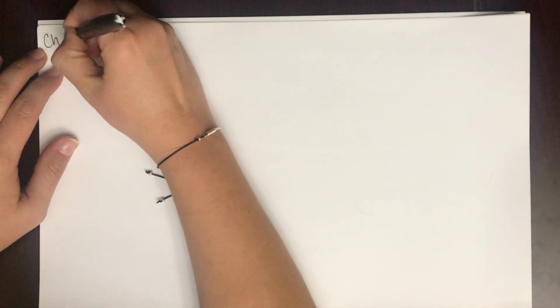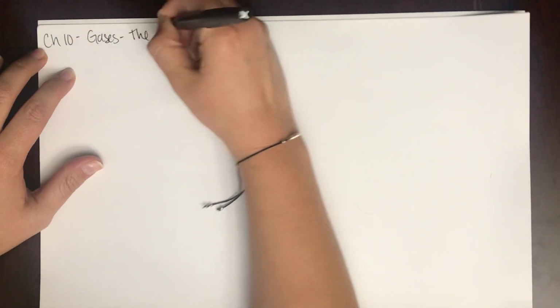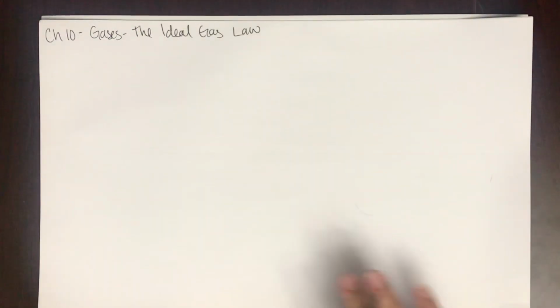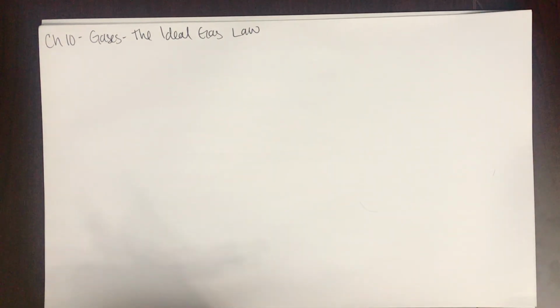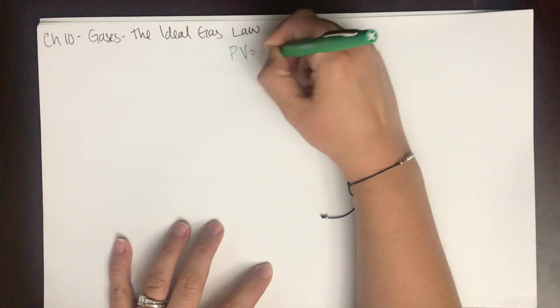Okay, let's talk about something called the ideal gas law. The ideal gas law is a law that includes all four variables in one equation, and it also includes something called the molar gas constant. So the ideal gas law is PV equals nRT.